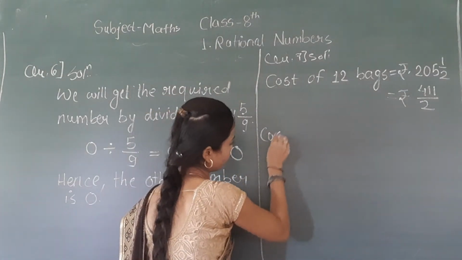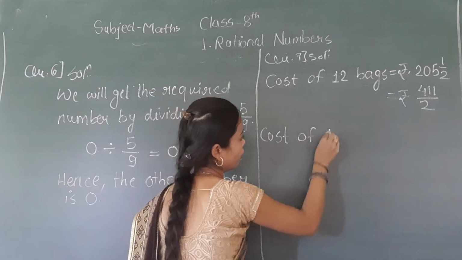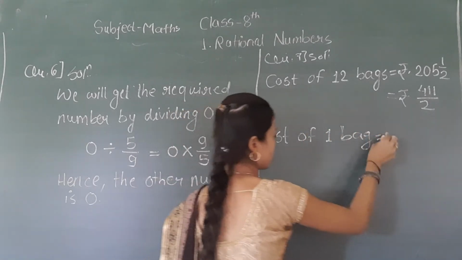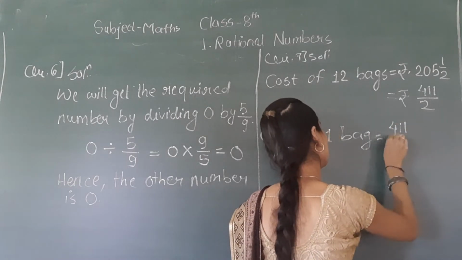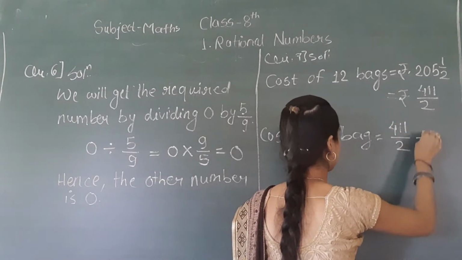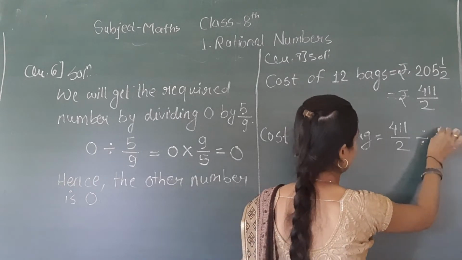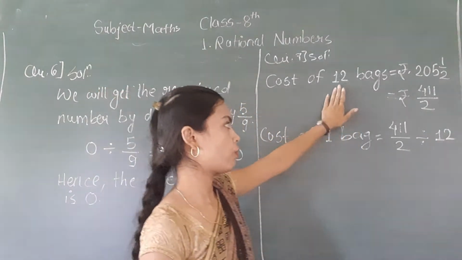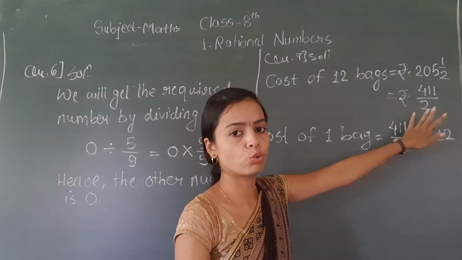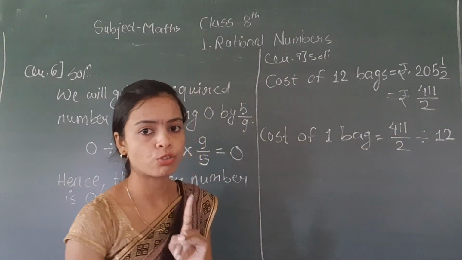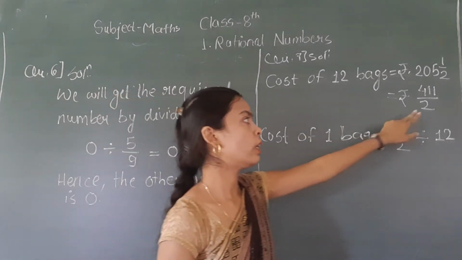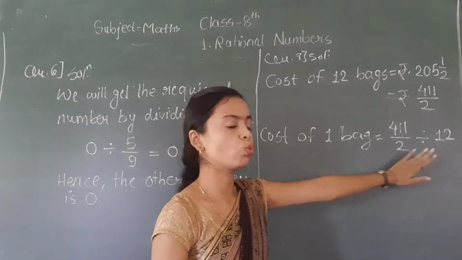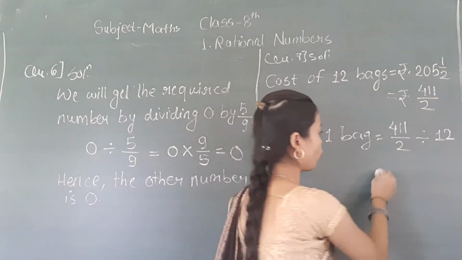Cost of one bag. क्योंकि आपको 12 bags का प्राइस पता है, the cost of 12 bags is 411 upon 2. So if you have to find out the cost of one bag, just divide this price with the 12. So I am doing here 411 upon 2 divided by 12. So what will be your answer?